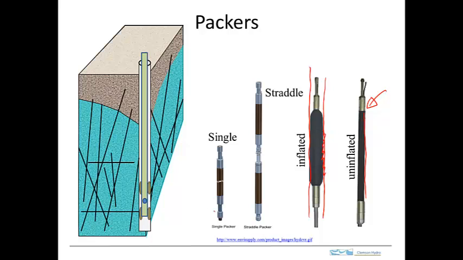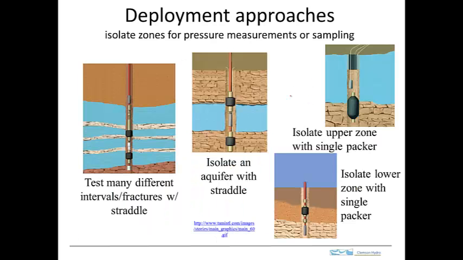There are two main configurations. One is where packers are used individually, and another where there are two packers that are used together to straddle a particular interval. That allows you to isolate the interval between the two straddle packers. So here are some configurations for packers.